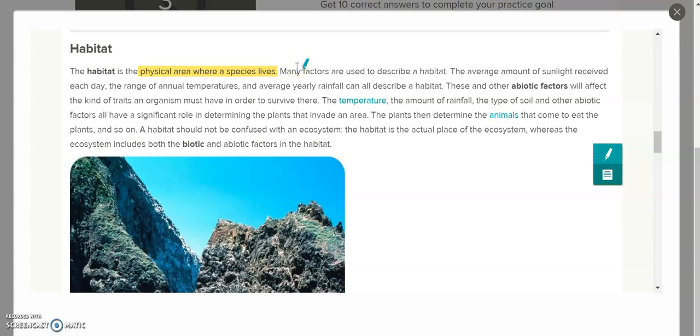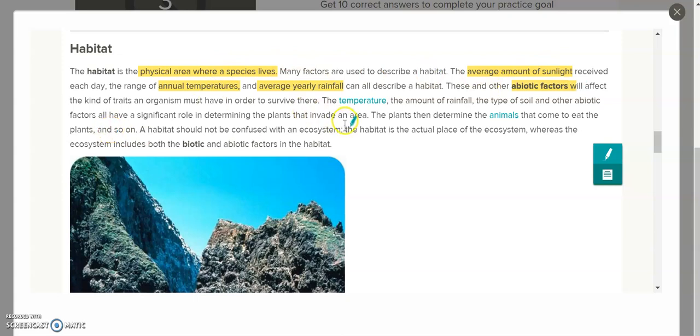Many factors are used to describe habitats. The average amount of sunlight received. So we have average sunlight, annual temperatures. And if I look over annual temperatures for 30 or more years, it's called what? Climate. Phenomenal job. Average yearly rainfall. And obviously we know that sunlight, temperature, and rainfall are all abiotic factors.